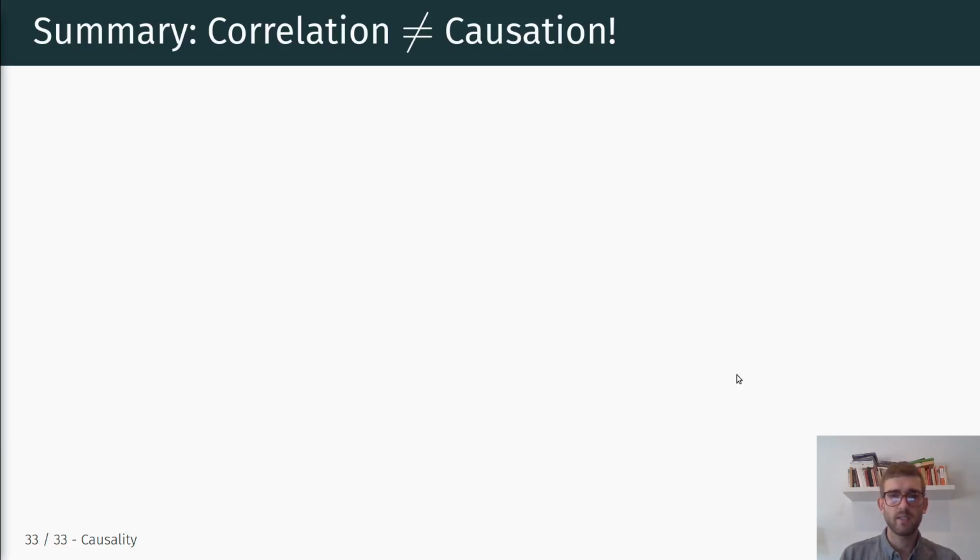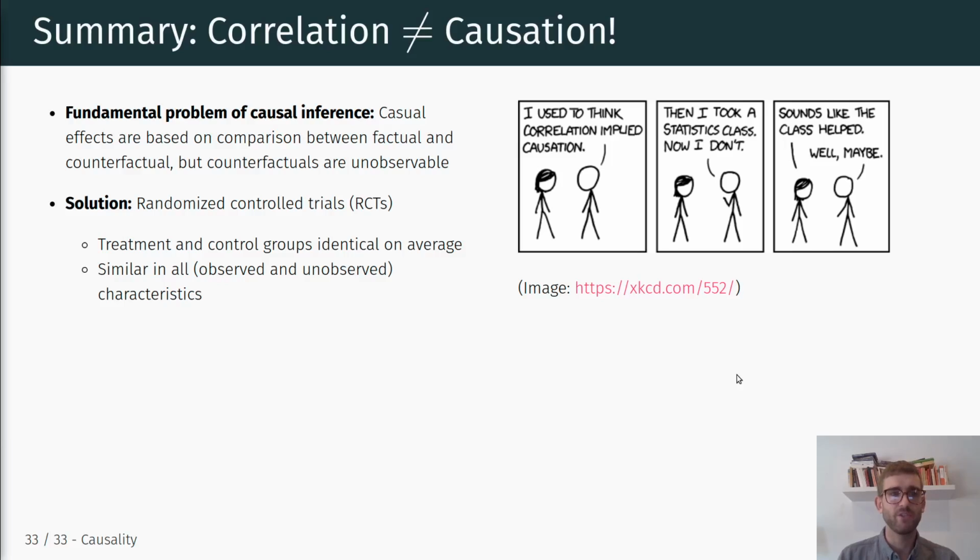So that's pretty much all for this week. Just a summary for you. If you want to remember only one thing, then please remember that correlation is not necessarily equal to causation. If you want to go a little bit more in detail, remember the fundamental problem of causal inference, and that the definition of causal effects is always based on the comparison between the factual and the counterfactual, but that the counterfactuals are essentially unobservable. And that's ultimately the problem in causal inference that we're trying to overcome.